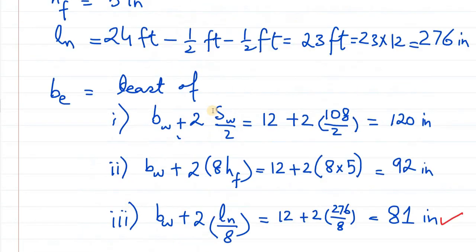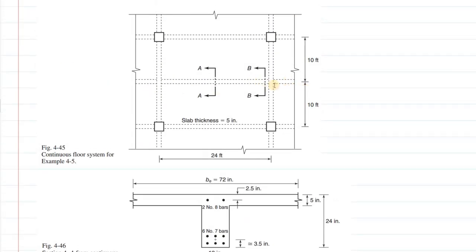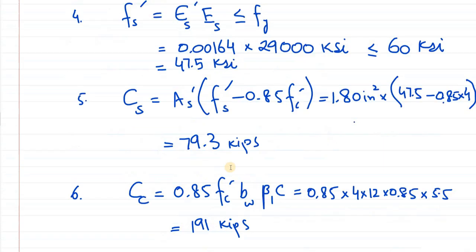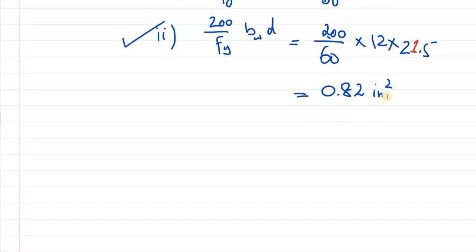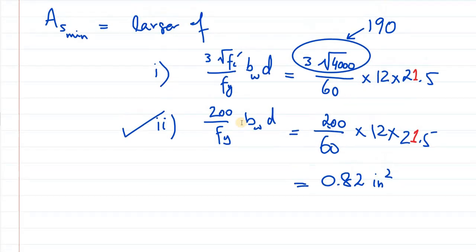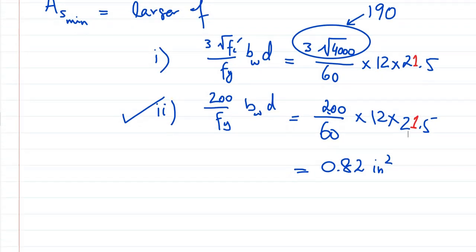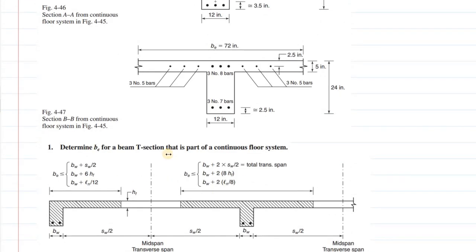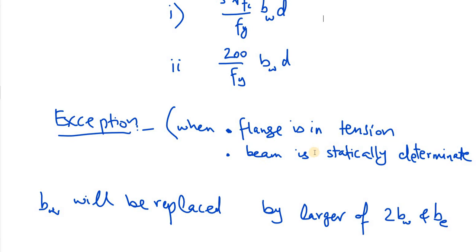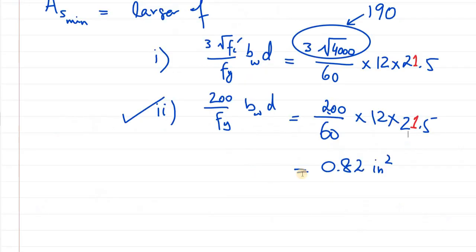It is continuous. You see, it is continuous over these girders. So naturally, this is an indeterminate beam. So again, we will still use bw equal to 12 inch. So bw will be equal to 12. That exception does not apply even over here, because the beam is statically indeterminate. So we can calculate this, and now of course this value will be slightly different.